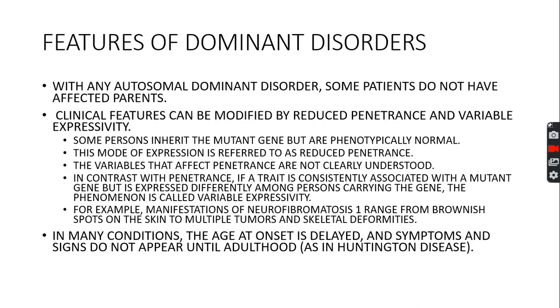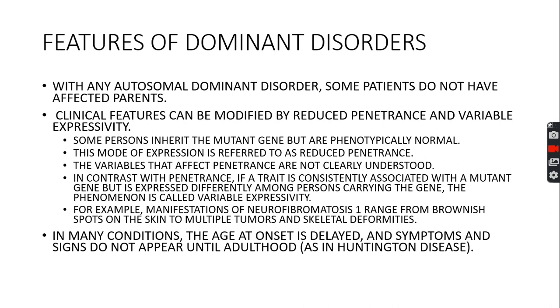So some of the features of autosomal dominant disorders: some patients do not have an affected parent. So when you have especially one parent with the condition and one parent without the condition, there's a very high likelihood that you will have that condition.